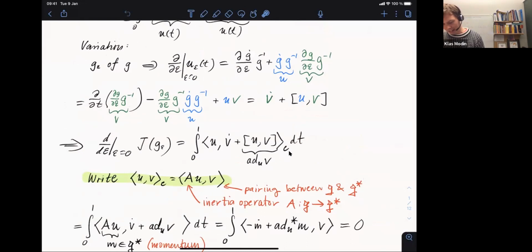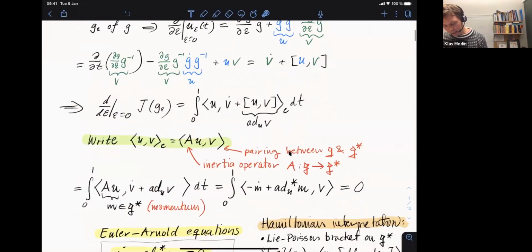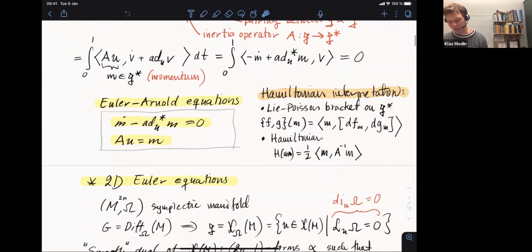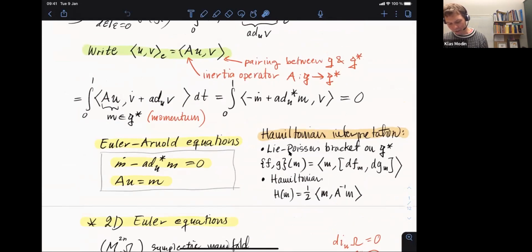So you get a bracket coming out here. And that bracket is, of course, the infinitesimal adjoint action of U on V, right? And I need to isolate V to get the equations of motion. So I need to find the transpose or adjoint operator of ad U. In fact, I just do that abstractly, and then we get the equations of motion, now expressed in terms of some element in the dual of the algebra.